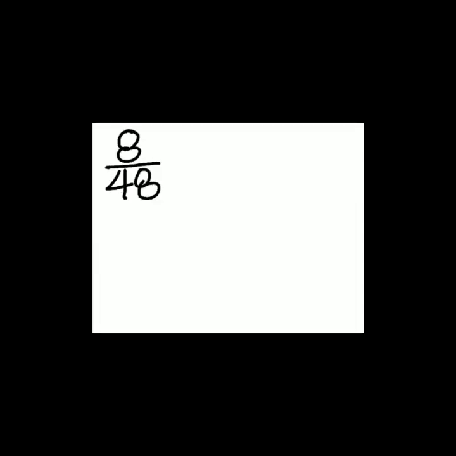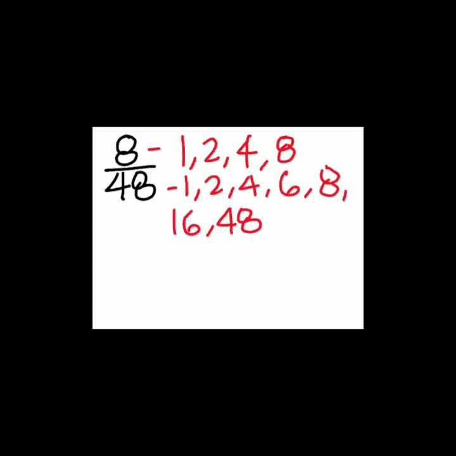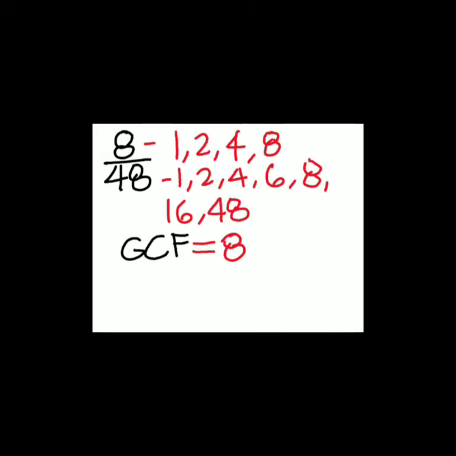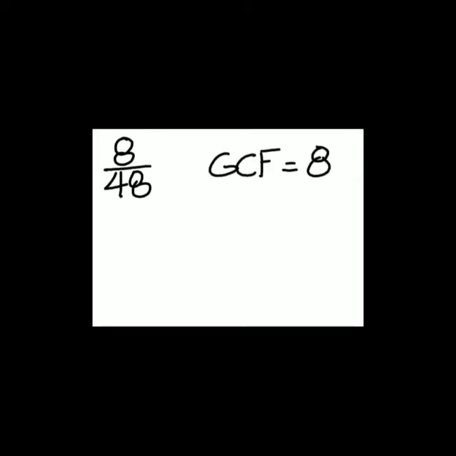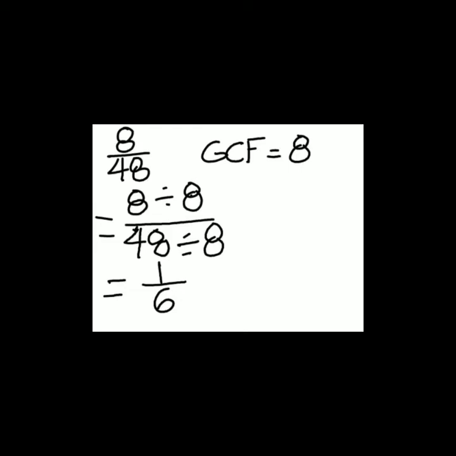Let's have another example. For the fraction 8 over 48, the factors of the numerator 8 are 1, 2, 4, and 8, while for the denominator 48 are 1, 2, 3, 4, 6, 8, 12, 16, 24 and 48. The greatest common factor as shown for both the numerator and the denominator is 8. To simplify the fraction 8 over 48, simply divide both the numerator 8 and the denominator 48 by the greatest common factor 8. Thus, the fraction 8 over 48 will be equal to 1 over 6.